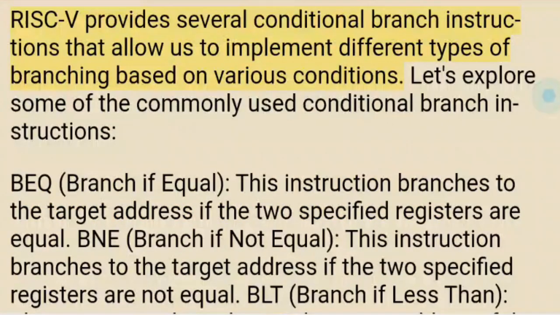Conditional branch instructions in RISC-V. RISC-V provides several conditional branch instructions that allow us to implement different types of branching based on various conditions. Let's explore some of the commonly used conditional branch instructions. BEQ, branch if equal: this instruction branches to the target address if the two specified registers are equal. BNE, branch if not equal: this instruction branches to the target address if the two specified registers are not equal.